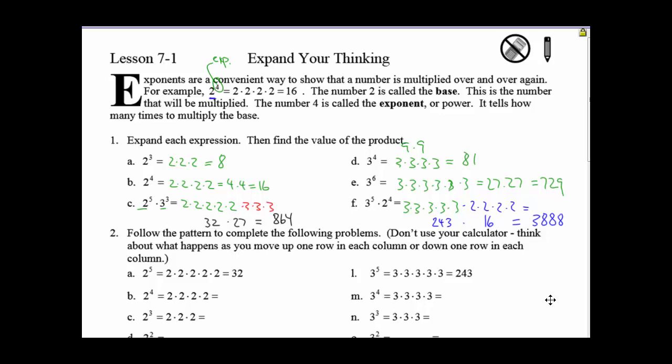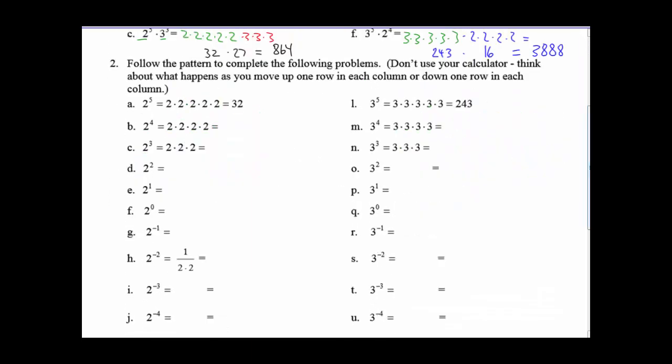Number 2. Now we're going to follow the pattern and complete the following problems. Do not use your calculator. This is time to practice without your calculator. Okay, think about what happens as you move up one row or move down. So let's start with the 2s. 2 to the 5th is 2 times 2 times 2 times 2 times 2, which is 32. 2 to the 4th is 2 times 2 times 2 times 2, or 4 times 4, which is 16. 2 to the 3rd, 2 times 2 times 2 is 8.